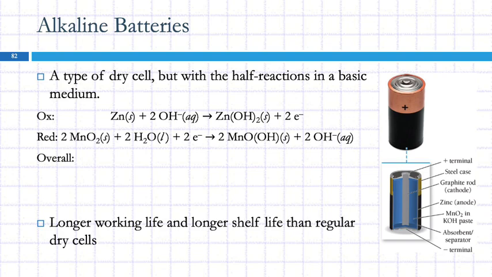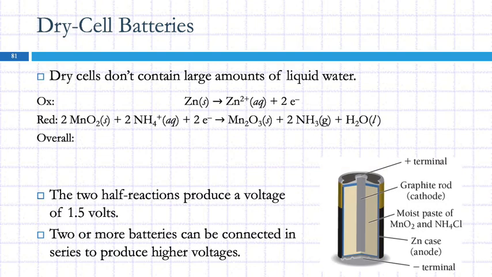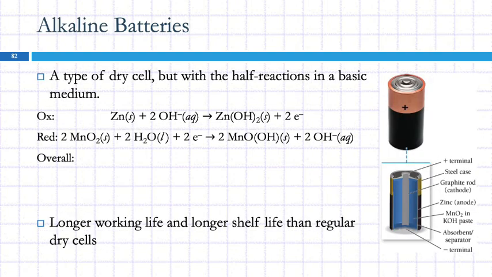So alkaline batteries, another type of dry cell, but here the half reactions are in basic medium instead of acidic. Right over here, well, it's not exactly obvious that that's acidic, but this is a weak acid. Here, we've got the same half reactions, but the overall equation is a little bit different. The voltage produced is the same.